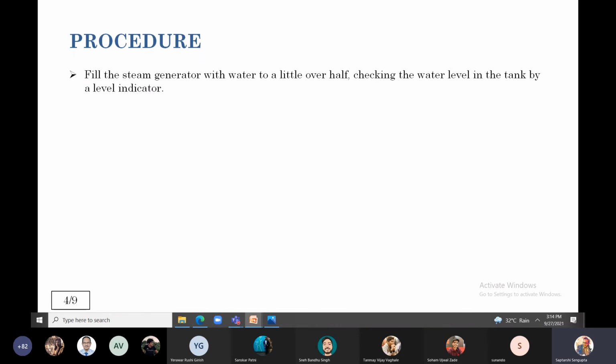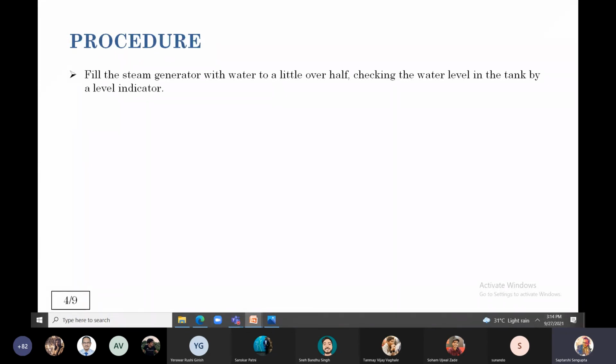So the first step would be to fill the steam generator with water to a little over half the volume of the boiler drum. Now, why do we do that? We do that to prevent the water level from getting too low, so that none of the heating coil inside the water heater is exposed to air or to steam. It is a heating coil meant to heat water, not steam or air.